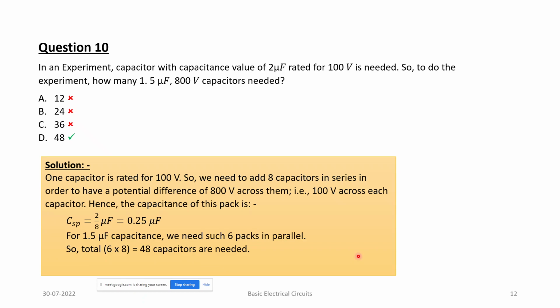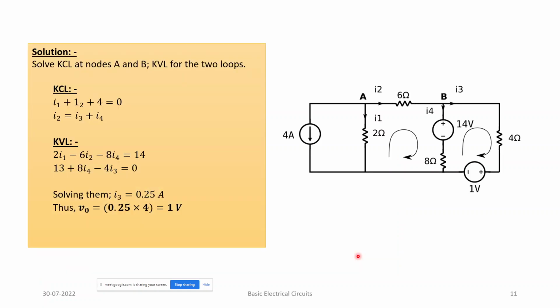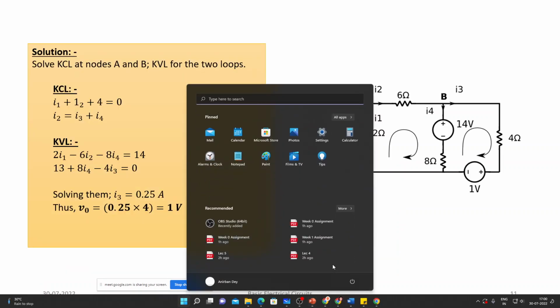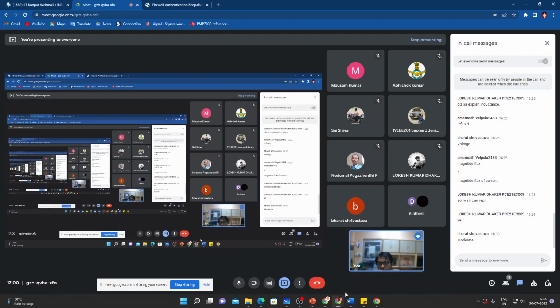Yeah, you have 1.5 microfarad 100 volt capacitors, and you need 2 microfarad 800 volt capacitor. How can you achieve it?